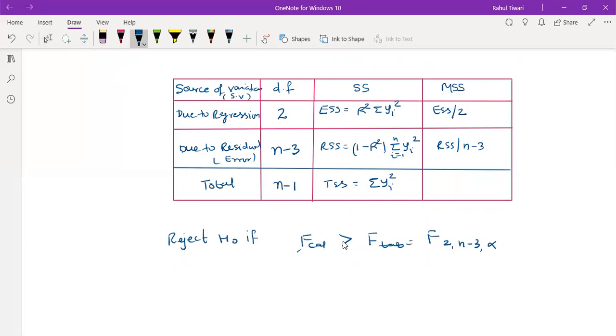And what will be F cal? F cal is equal to ESS by 2 upon RSS by n minus 3. One can create F cal and F tab entries here, no problem. If you calculate this F cal, it will be the ratio of the mean sum of squares due to regression upon the mean sum of squares due to residual. We get F cal, that means this entry, and then we need to calculate this entry, and we can get the answer for this.